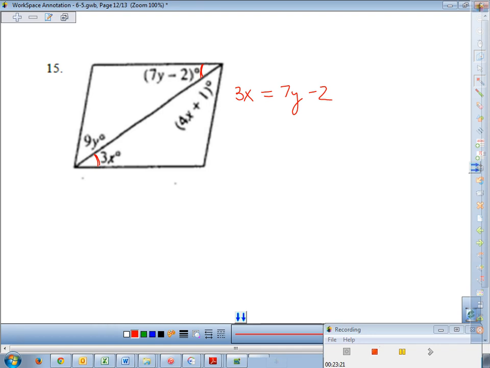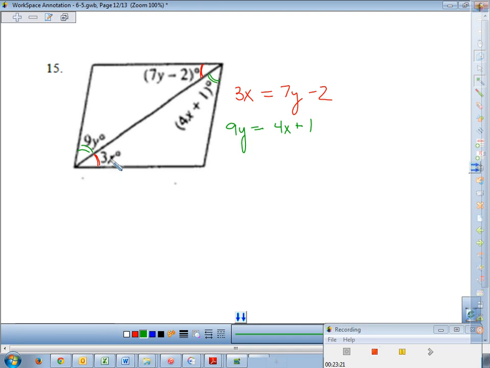Stop and think. Will I need a system to solve this problem? Well, look at that equation. There's no probablys about it. Will I need a system or not? Yes or no? Because there's an x and a y in this equation, correct? So I need another equation with x's and y's in it. What else could I write? 9y equals 4x plus 1. Y'all cool with that? Aren't those another set of alternate interior angles that should be congruent?